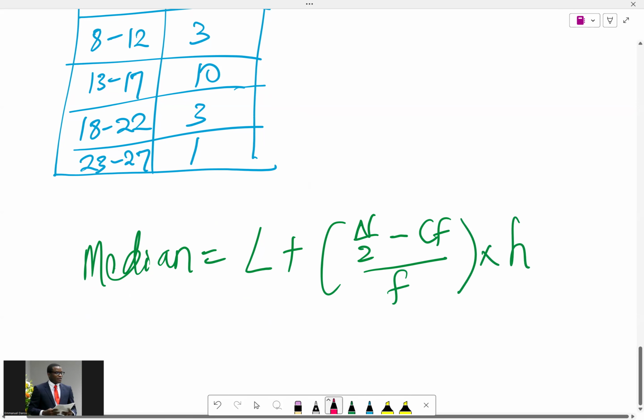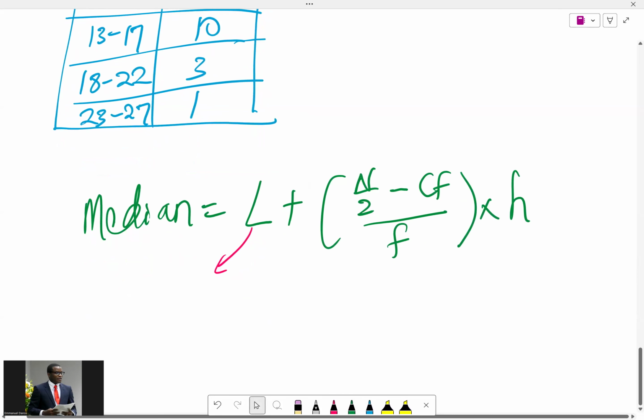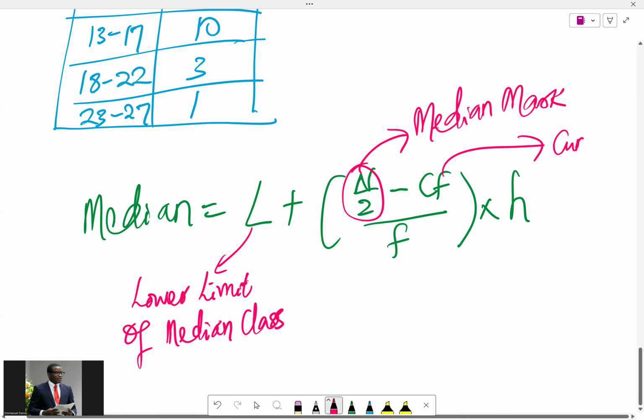So let me list those things out again. This boundary and limit thing gets alternated, but I like to call it limit. So this is the lower limit of the median class. It means you need to identify the median class first. Very important. Then n over 2 is the median mark. Then CF is the cumulative frequency.